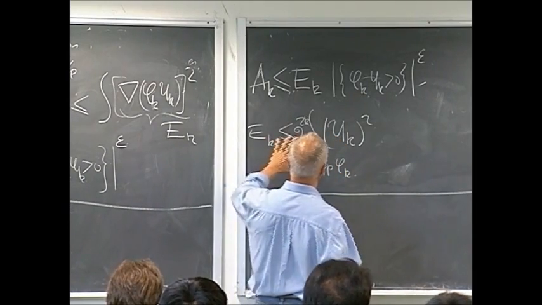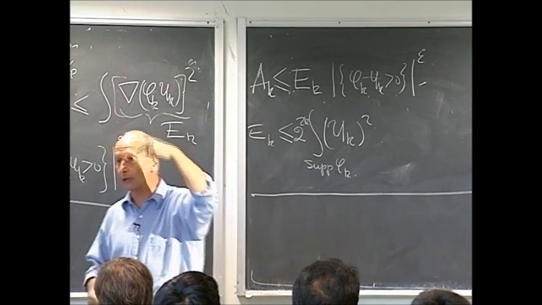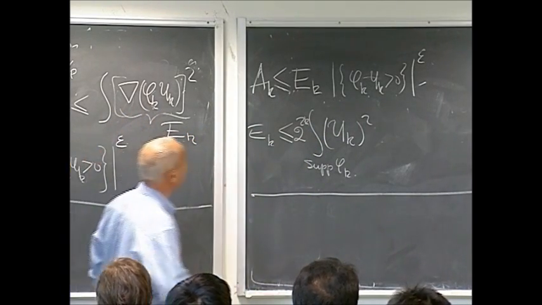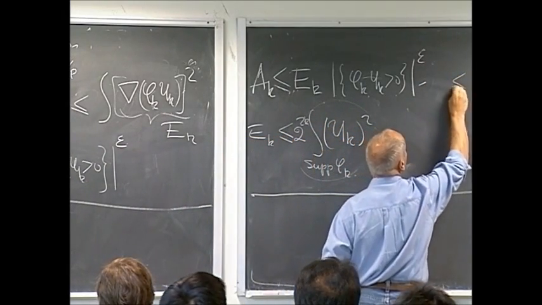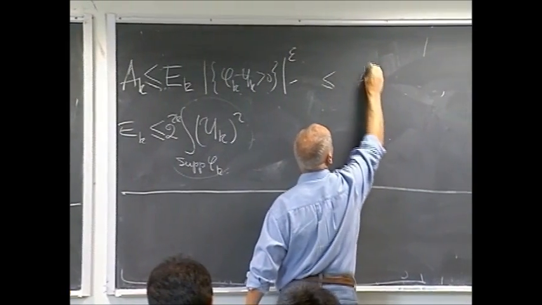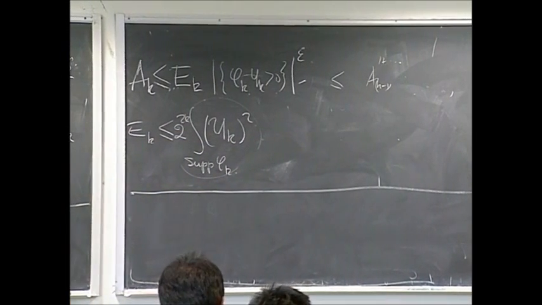Now I want to put this and this together, and I will get a power bigger than 1 of A_{k-1}. So I want to convince you now that this plus this together will give me a power of A_{k-1} bigger than 1. Okay? So let me convince you of that.